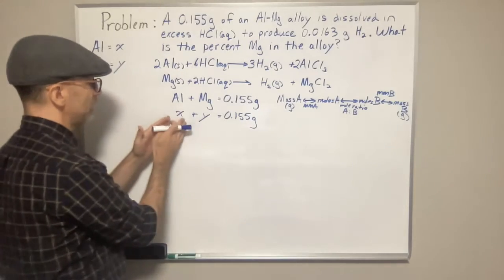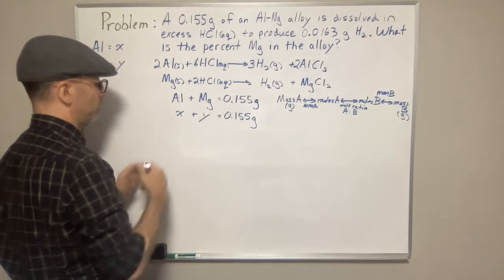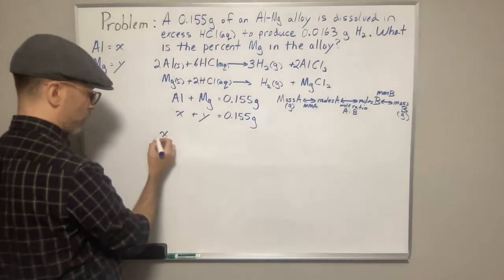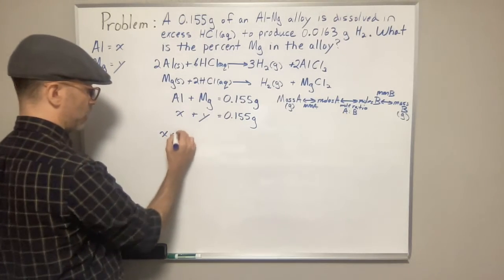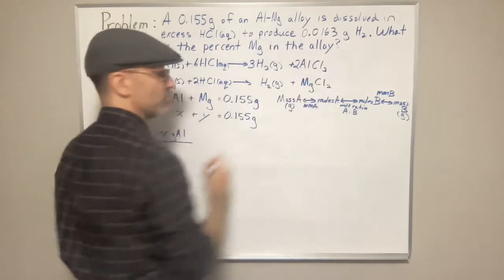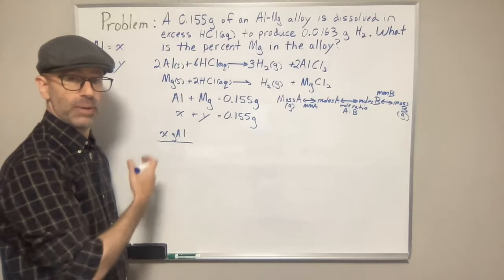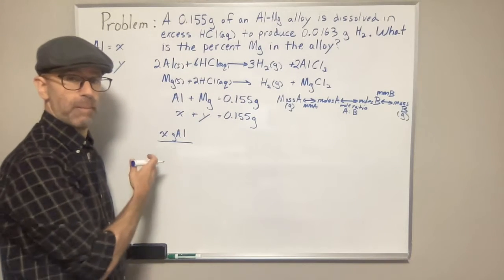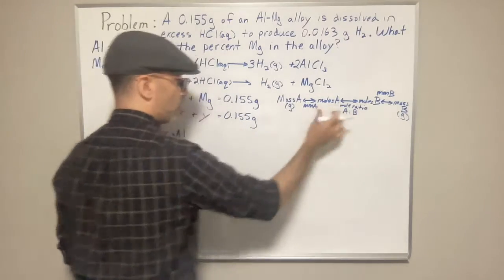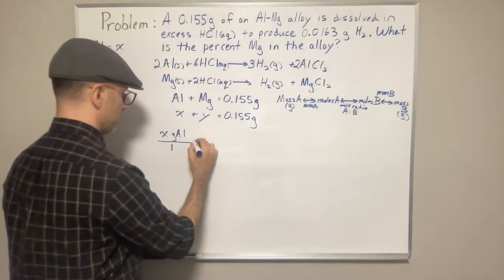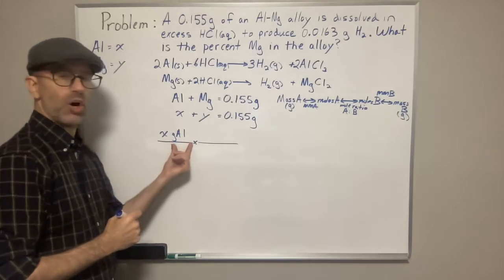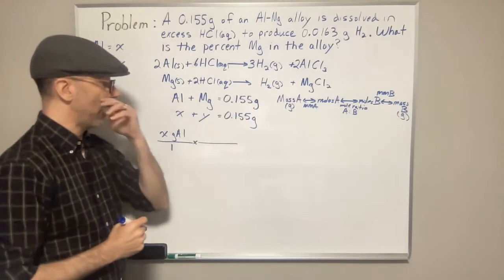So let's say we have an X amount of aluminum. So we have X grams of aluminum, and we want to know how much gas was produced from that aluminum, how much H2 gas. So we want to go from mass of aluminum to mass of H2 gas. So we're going to follow our roadmap. So over 1, and in order to go from grams to moles, we need to use the molar mass of aluminum.